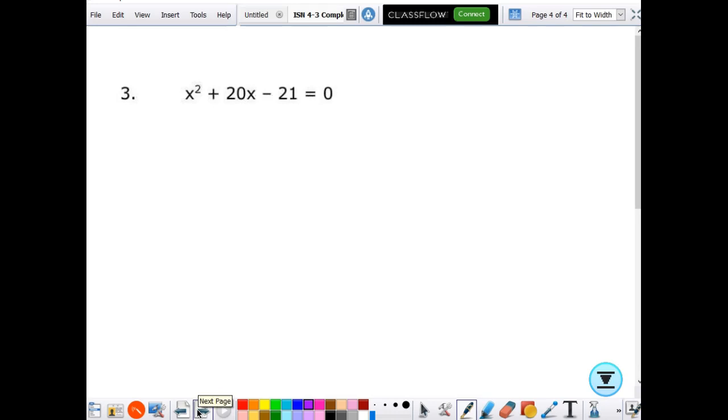Okay, first step is to move the C. Punt that C over to the other side. This is football season, so we'll use football terms. Punt. Now we have x squared plus 20x, leave a blank, equals 21, and we're going to have a blank there, okay?